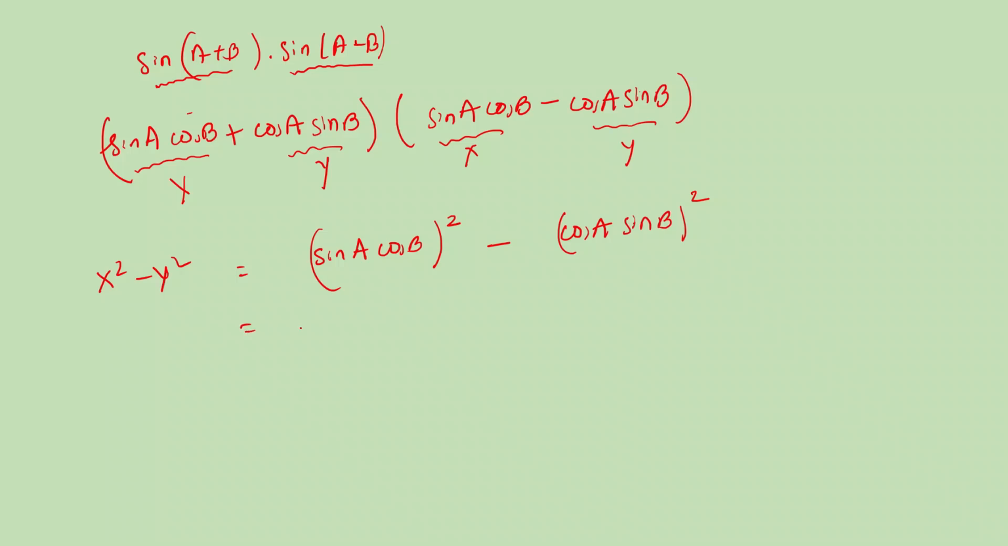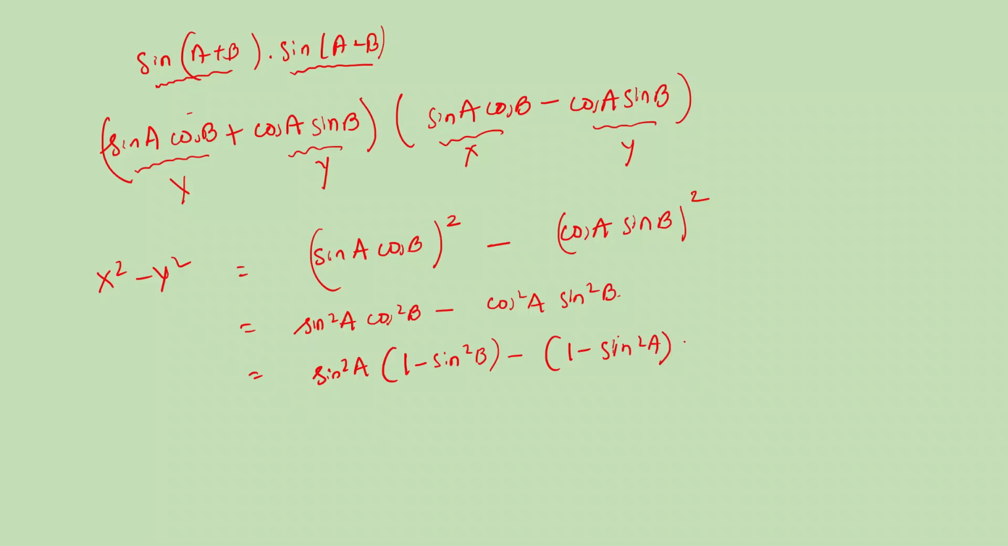Alright, now this gives us sine square a cos square b minus cos square a and sine square b. So what we do, we convert everything into sine. So sine remains sine, sine square a. Cos square b can be written as 1 minus sine square b. Cos square a is 1 minus sine square a, and this remains sine square b.